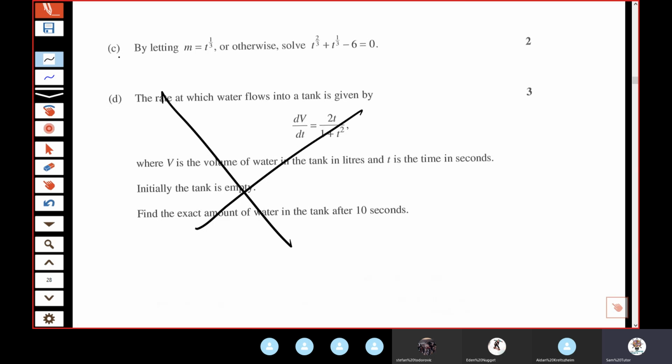Just C. By letting m equal t in a 2 power of a third, or otherwise, solve. Does anyone realize how we're going to solve that? What are we going to use eventually? You can just say quadratic. You can just say quadratic, trinomials, factorizing. Good, substitute it.